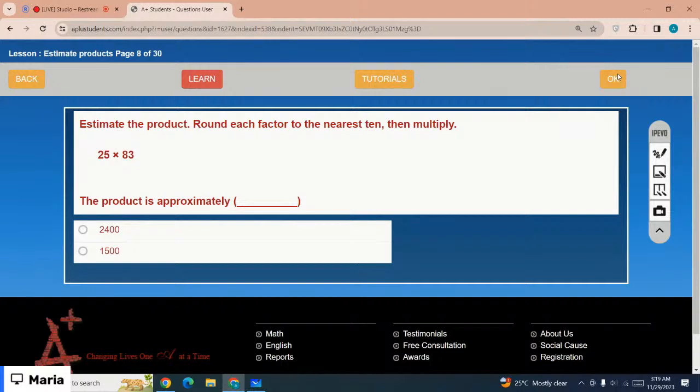Estimate the product, round each factor to the nearest 10. 25 times 83, which is the correct option? Yes, 25 is rounded to 30 and 83 is rounded to 80. So that would be, yes, that is correct. Very good. 8 times 3 is 24, so 2400. That is the correct option.